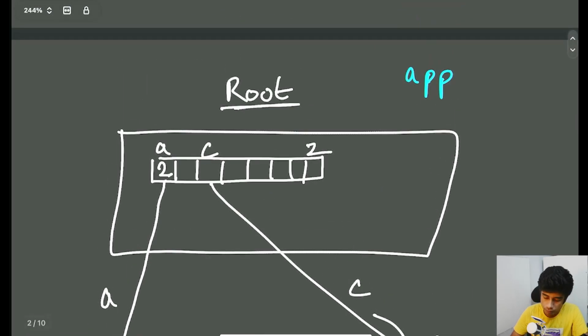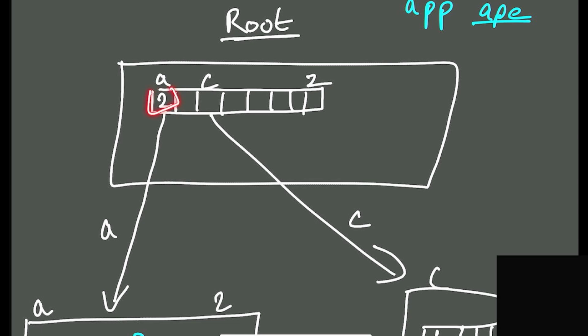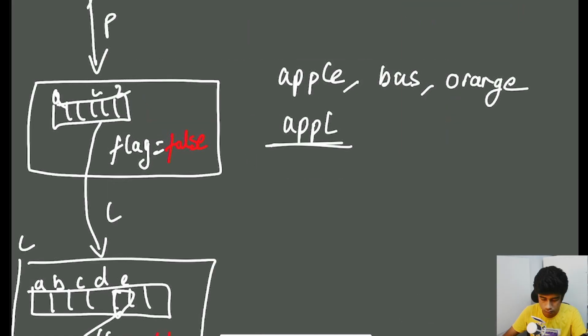Now, what if I ask, does any word start with APE, or ape? Look at how this actually returns false. Again, processing character by character, I have A. I'll check the index corresponding to A. It is not null, and I'll go to the next one.